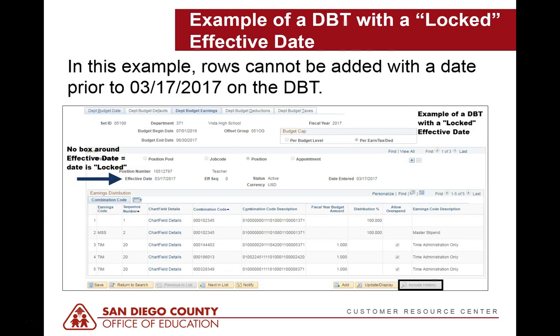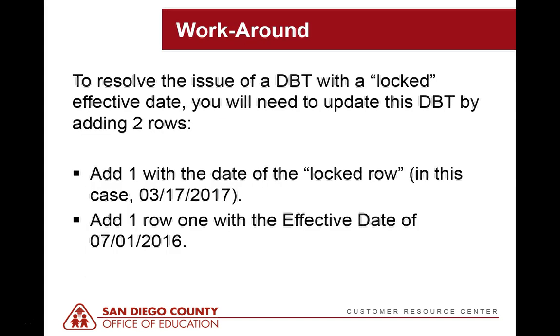Here's an example of a DBT with a locked effective date. In this example, rows cannot be added with a date prior to March 17th of 2017 on this DBT. You'll notice where the effective date is displayed, there's typically a box around the date, but in this case there isn't. This would indicate that payroll has been expensed against this particular DBT and has locked this date.